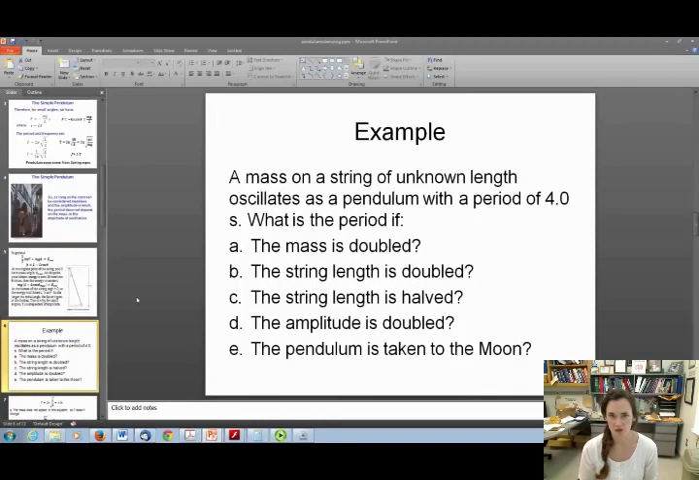Let me do an example problem for you. So here you have a mass and a string of unknown length oscillating as a pendulum with a period of 4 seconds. So what happens to the period of the pendulum if you do these various things to it? First of all, what happens if you double the mass? And then secondly, what happens if you double the length of the string? Then what happens if you halve the length of the string? What happens if you double the amplitude? And then what happens if, instead of on Earth, you had the pendulum measured the period on the moon?